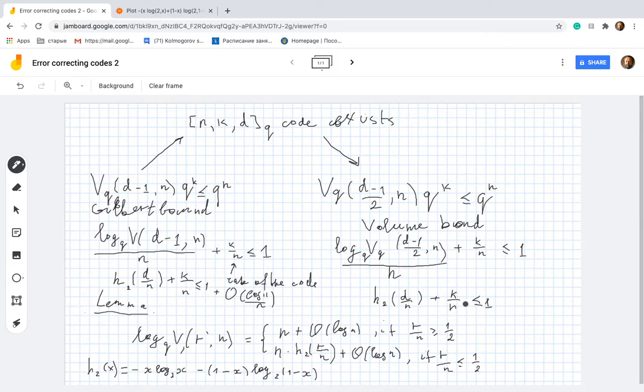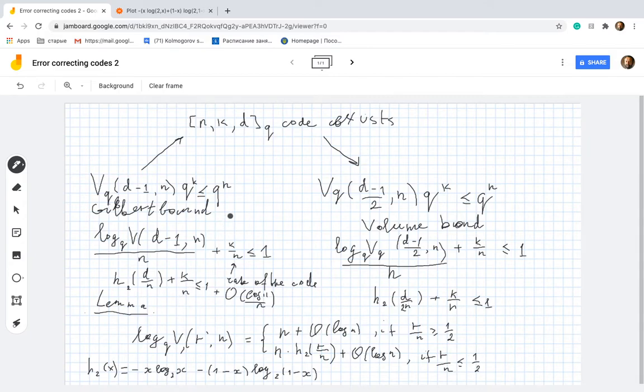Or we can say that this establishes the following upper bound for the rate. The rate is at most 1 minus the Shannon function of the relative distance d over 2n, and this is the necessary condition, so the rate can't be larger. And this is the sufficient condition: if the rate is less than 1 minus the Shannon function of d over n, then such a code exists.